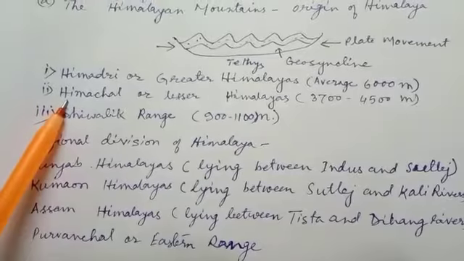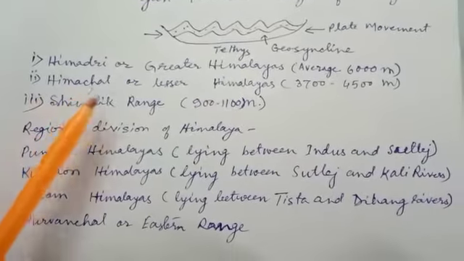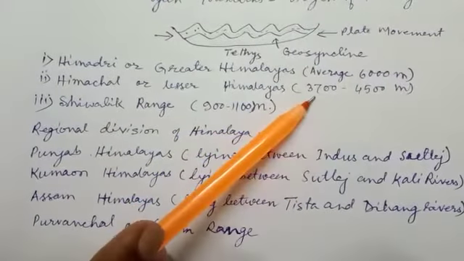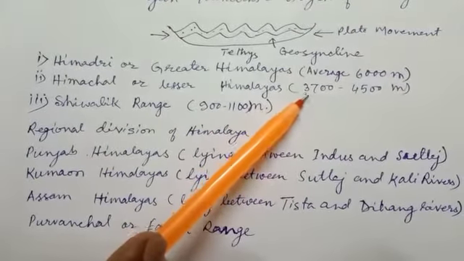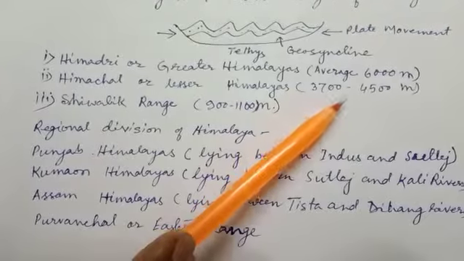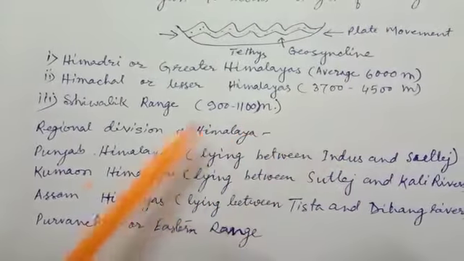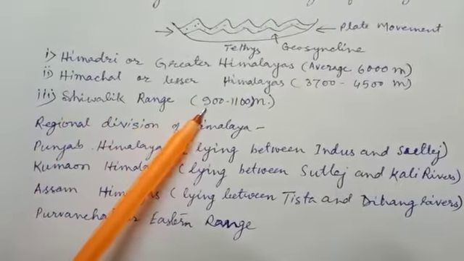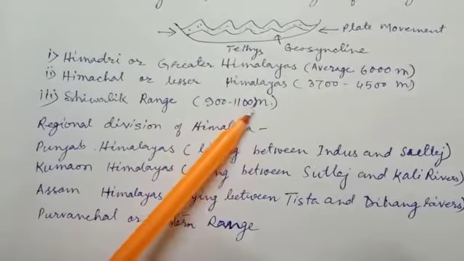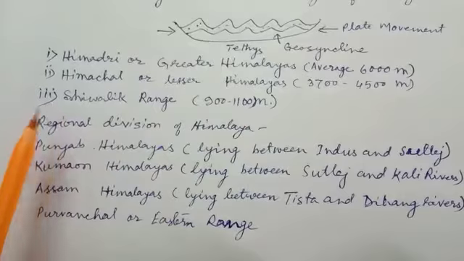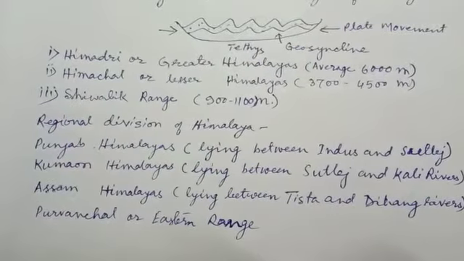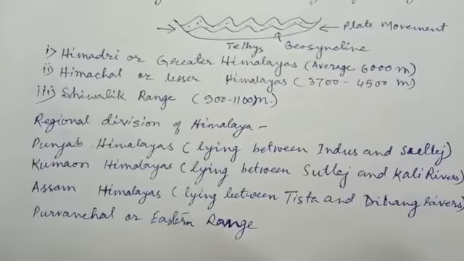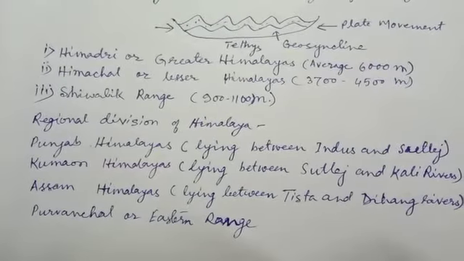Next, the second one is Himachal, or Lesser Himalaya, where the average height of this area is 3700 to 4500 meters. And the last one is the Shivalik range, which is 900 to 1100 meters. Now come to the details of these three. For examination, these three mountains are important.